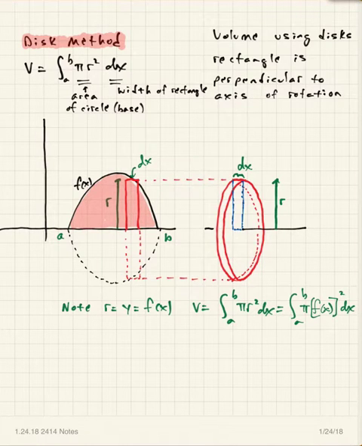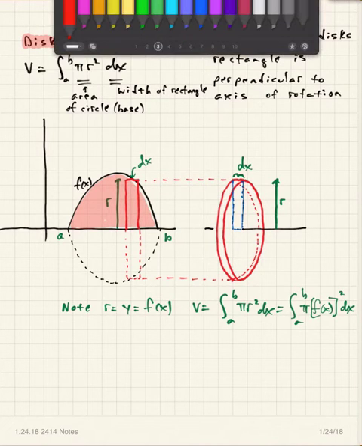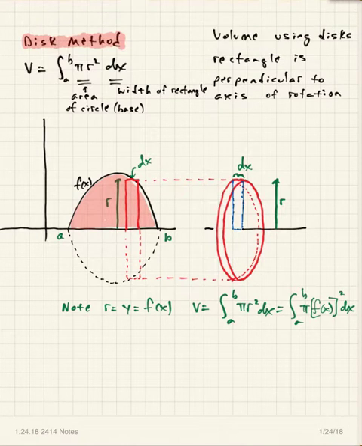You can see the mirror image of that region on the other side of the x-axis. It's important that you draw in an appropriate approximating rectangle. And if that rectangle is perpendicular to the axis of rotation, and I'm highlighting that, that's an important idea, if the rectangle is perpendicular to the axis of rotation, then you are using the disk method.